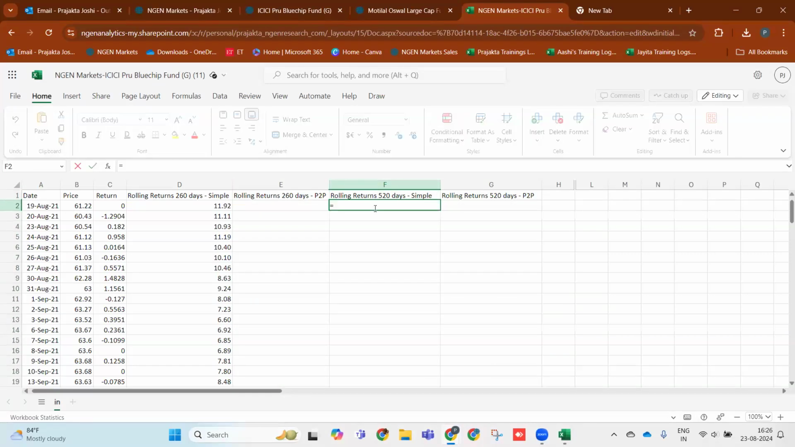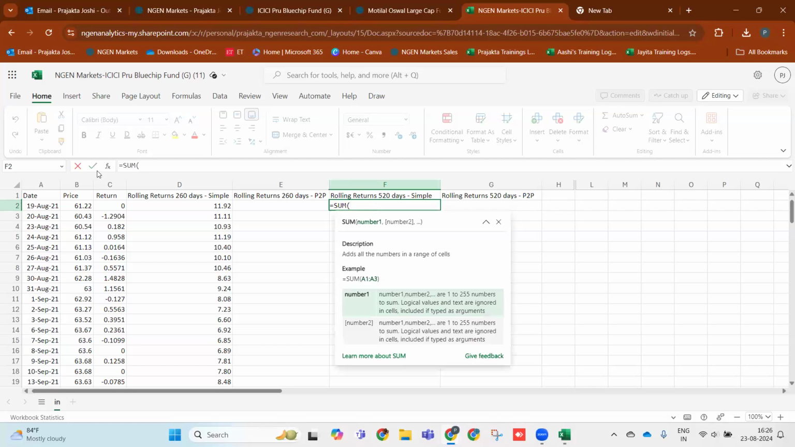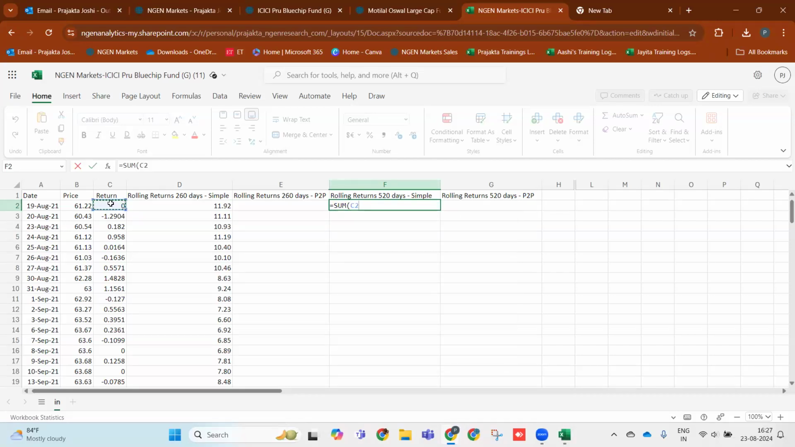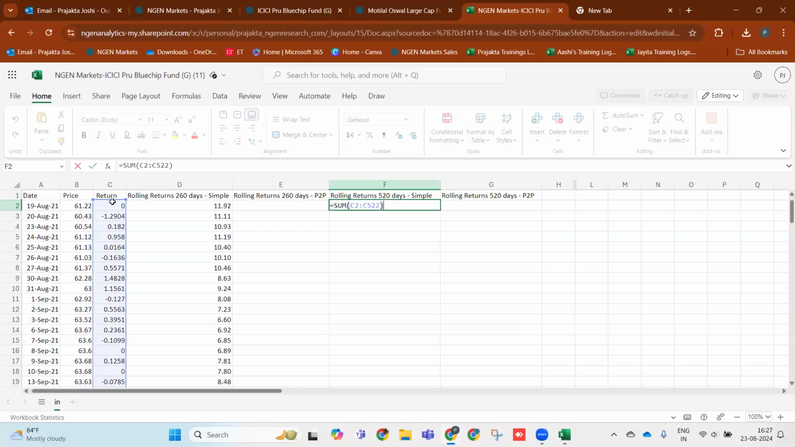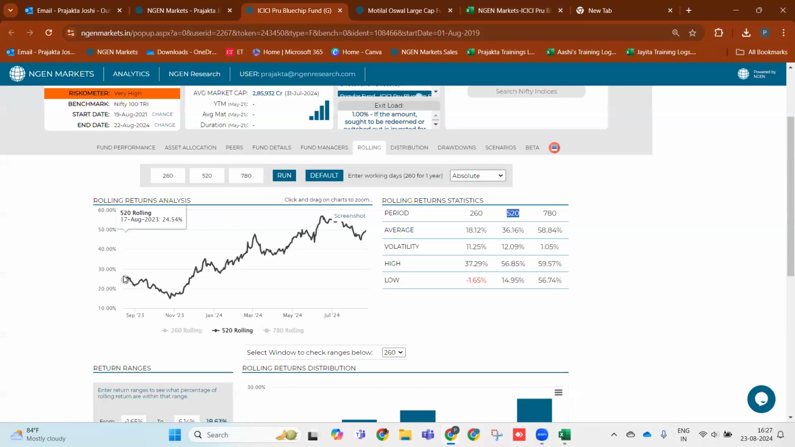You build the same formula. So sum, starting from 19th of August, you go until C522. That's when our first period of 520 days gets complete. So you see the return is 24.53%. That was exactly matching with the number that we were seeing on the line chart. So that's 24.54%. Now, mind you, this is an absolute return because this is the entire time period of 520 days.